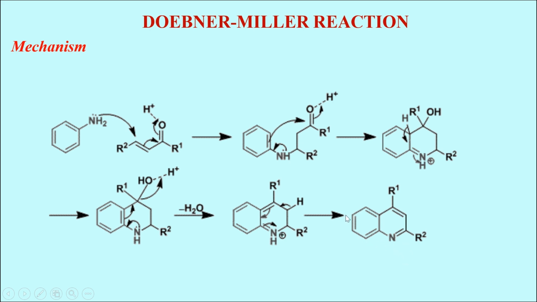Further, dehydration occurs. The lone pair of electrons on the nitrogen forms a bond, and the pi electrons move to the next position as the carbon has to maintain its tetravalency, and OH moves away along with its lone pair and combines with H plus and loses a water molecule. This undergoes aromatization to give quinoline.